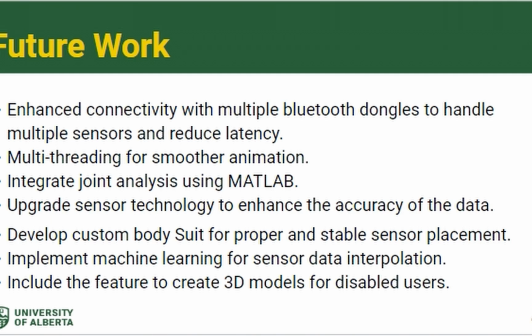Next, we can implement machine learning for sensor data interpolation. Whenever there is an error or an outlier in the data when using the sensors, those can be minimized or neutralized by implementing machine learning, creating a more accurate motion system. Next, we can include the feature to create 3D models for disabled users. If someone doesn't have an arm or a leg, they can also use our system to assess their movements and be a part of this project as well.